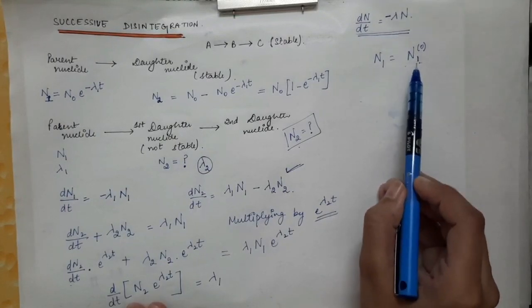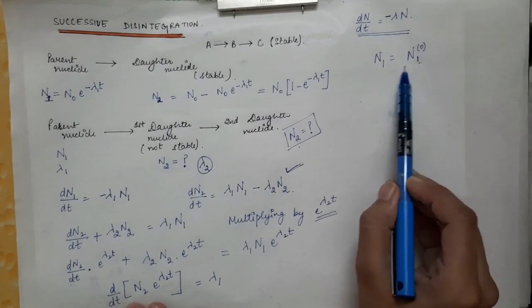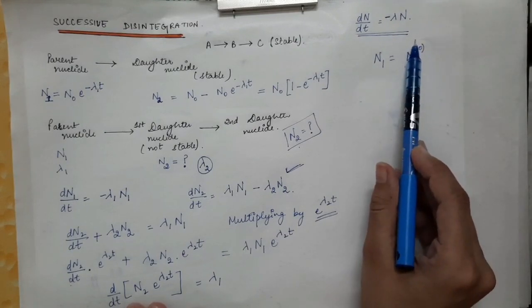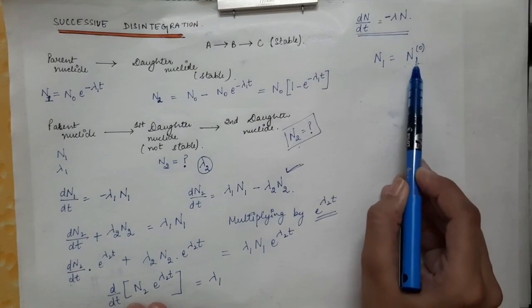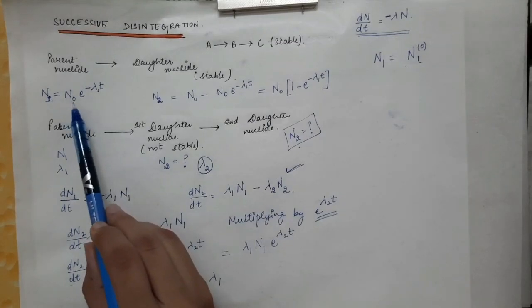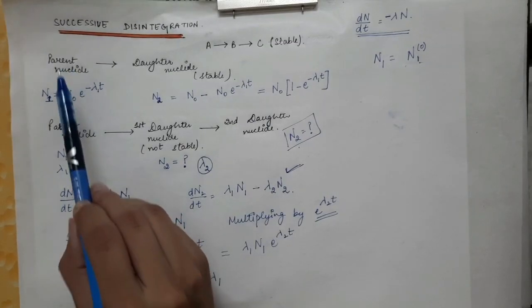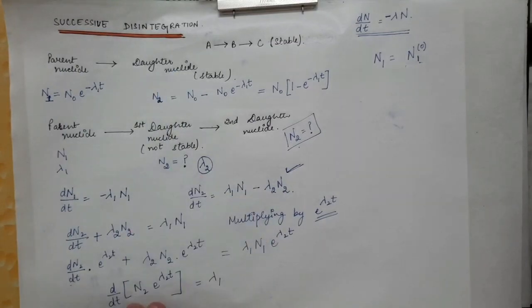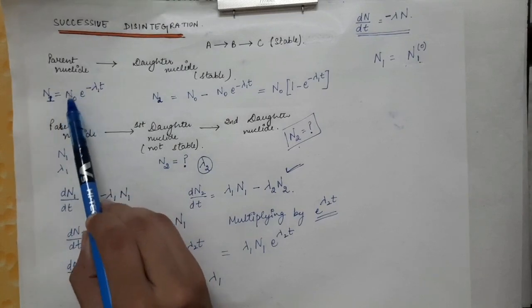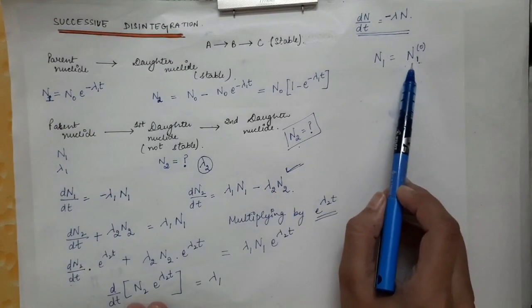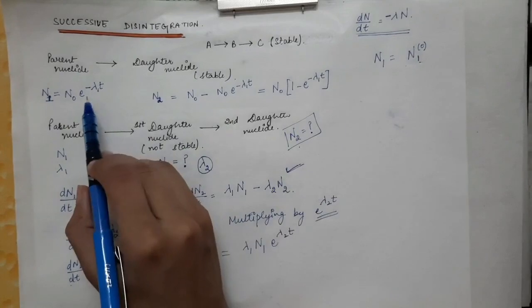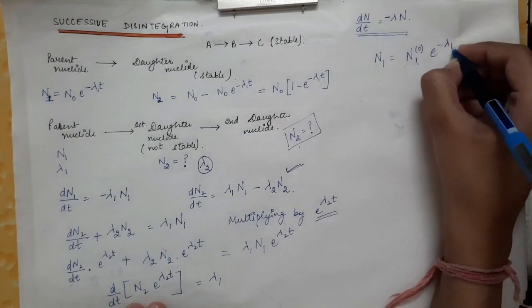We have written over here 1. So this will represent the total number of parent nuclei at time t equal to 0. Therefore we have written 1 over here so that you do not get confused about what N0 is. N0 can be the number of parent nuclei at time t equal to 0. It can also be the number of daughter nuclei at time t equal to 0. So to remove this confusion, we have just replaced this N0 with N10. So this will represent the number of parent nuclei at time t equal to 0 into e power minus lambda 1t. It will remain as it is.